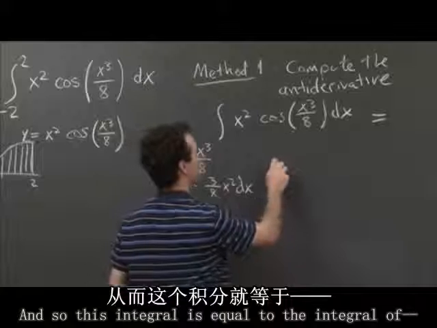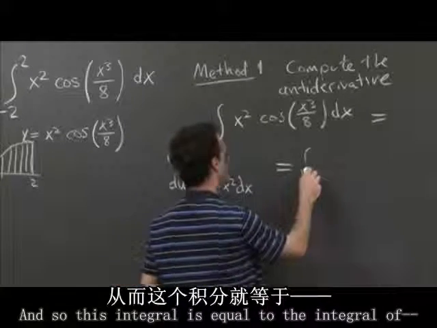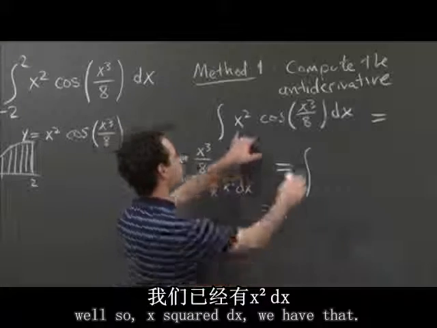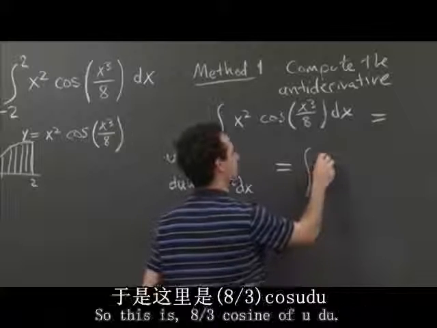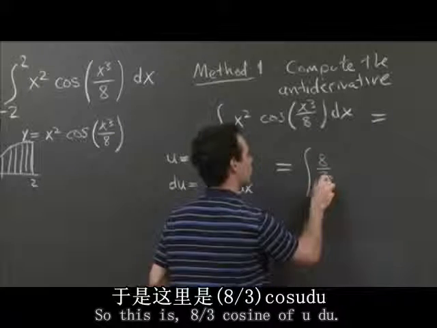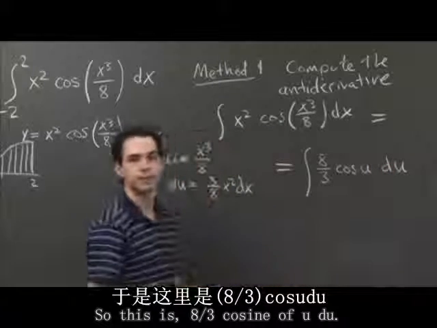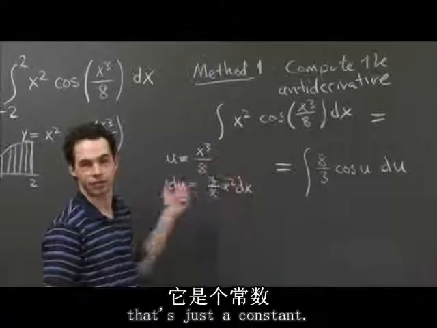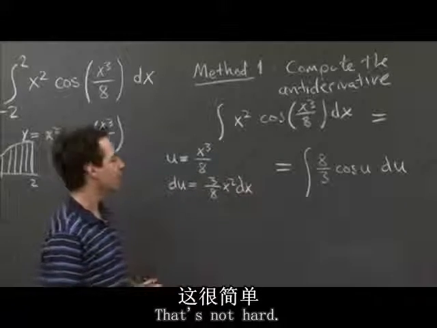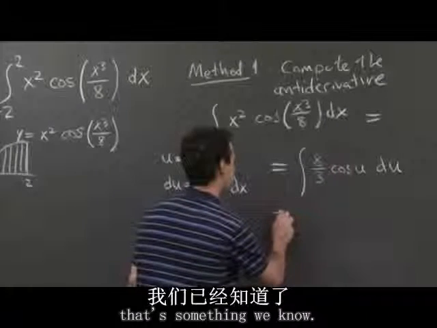And so this integral is equal to the integral of, well, x squared dx, we have that. So we need to multiply and divide by 3/8. So this is 8/3 cosine of u du. All right? And so now the 8/3 is just a constant. That pulls out in front. That's not hard. Then the antiderivative of cosine u du, that's something we know.